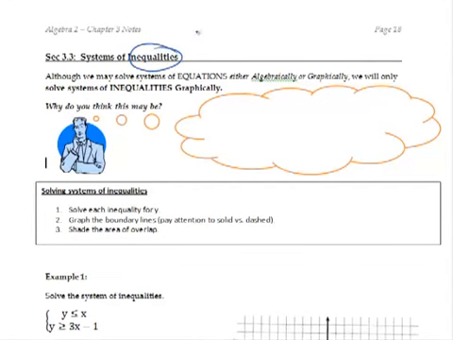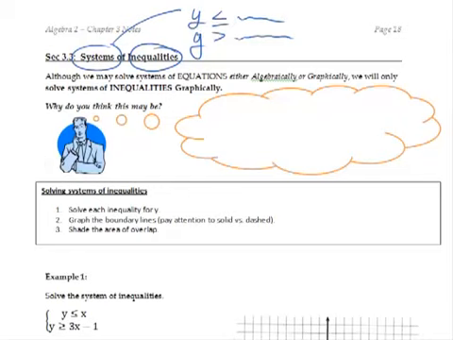Remember, an inequality is something that has a greater than or a less than symbol. When you have a system, remember this means that you have two or more of them. So this is what we're going to be looking at, two or more inequalities, and how do we find the solution points. So even though you would do equations algebraically or graphically, we're going to solve inequalities only graphically.